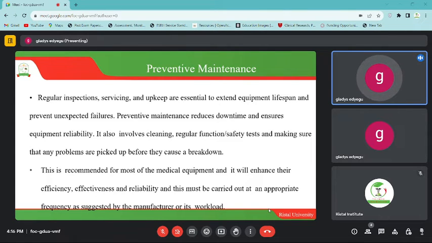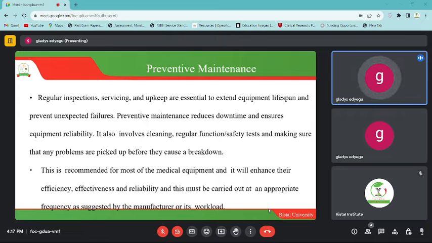You prevent your machines or your infrastructure or the systems from breaking down. You can only do that when you're able to regularly inspect them, service them, and also do the cleaning. And you're able to sustain the life of your machine. So this is recommended for most of the medical equipment, and it will enhance their efficiency, effectiveness, and reliability.